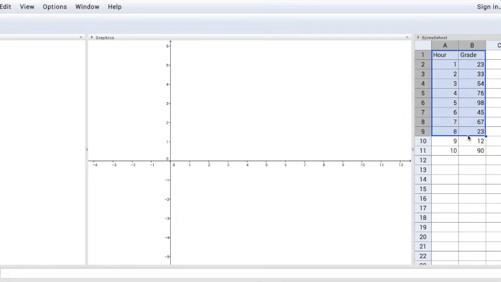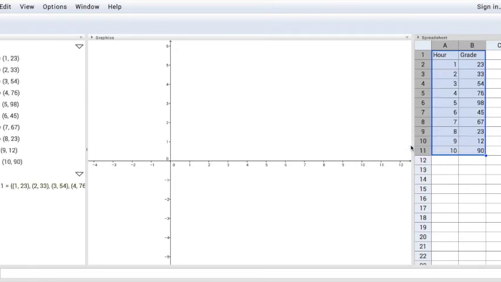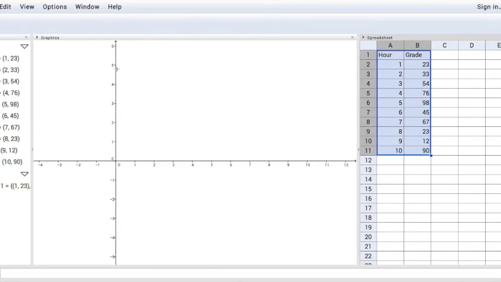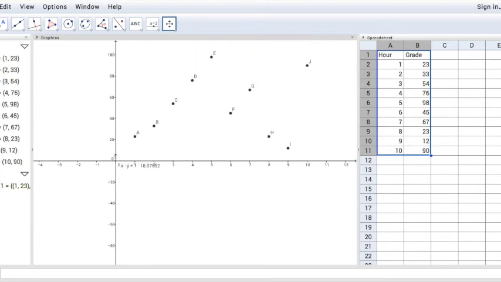Now we are highlighting our A and B data and right click. We are going to create, then list of points. If you click list of points, we can see in the algebra window all the list of points. Then we are adjusting our window, using graphics view. If you click on graphics view and drag it down, definitely we can adjust. We can see all our points. In the mock data we did not take it properly, that is, whoever is working hard 8 hours is getting only 29 as grade. So we are taking only an example.